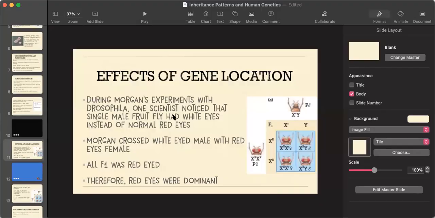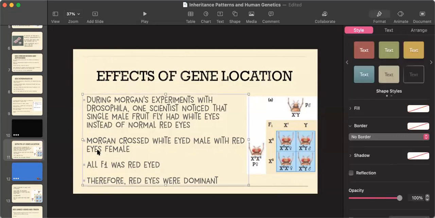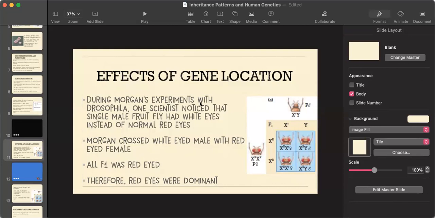Okay, so during his experiments with Drosophila, one scientist noticed that a single male fruit fly had white eyes instead of the normal red eyes. So Morgan crossed the white-eyed male with the red-eyed female. And you can see this Punnett square here. So you have the white-eyed male and the red-eyed female. And the entire F1 generation was red-eyed. So you would conclude that red eyes are dominant.